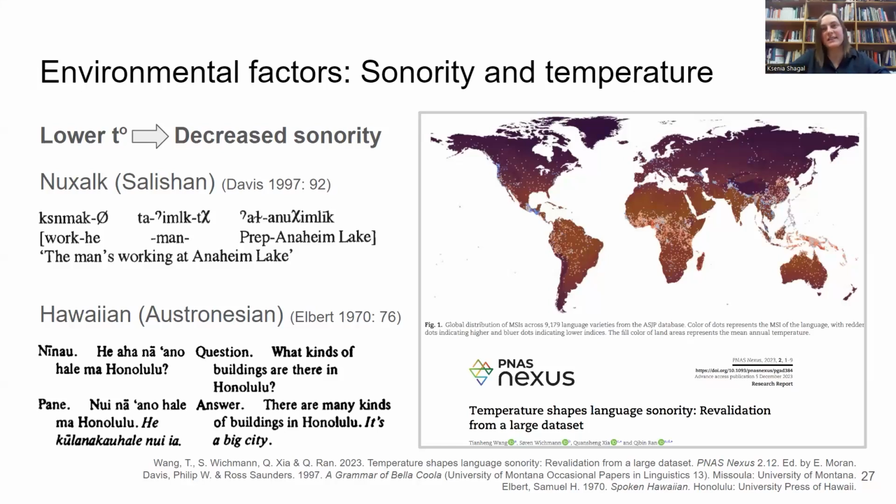There are some others: if it's cold around you, then you spend a lot of time inside, and this means that you communicate at smaller distances. So this is why you don't need to be too loud or too sonorant. But actually, all of those studies are very interesting, and they have very accessible summaries. So if you're interested, you have all the references here, and I recommend that you take a look at them on your own.